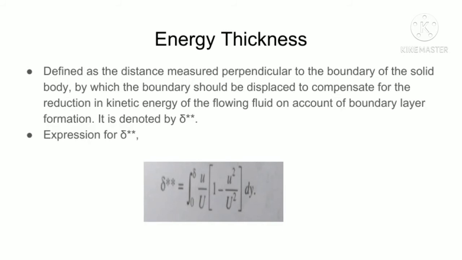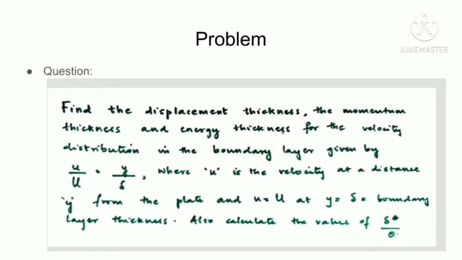The expression for energy thickness delta double star is integral 0 to delta of small u by capital U into 1 minus small u square by capital U square dy. Now let's move on to a problem based on the concepts that we learned.